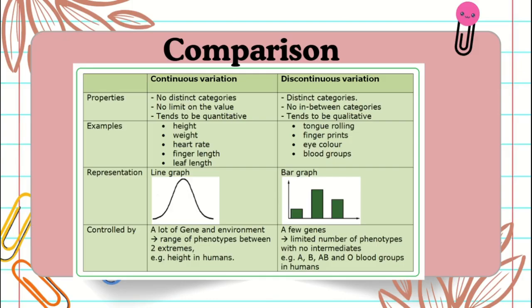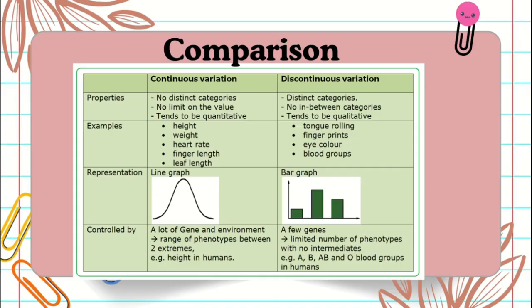discontinuous has distinct categories, continuous has no distinct categories. Examples of continuous variation: height, weight, heart rate, finger length, leaf length, no clear categories. And then discontinuous is either you have it or you don't. There is no in between, there is no ish. Either you have blue eyes or you have black eyes. There is no in between.